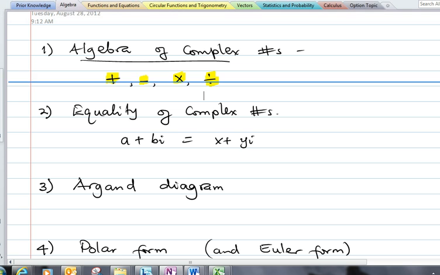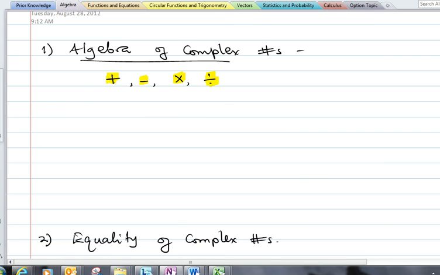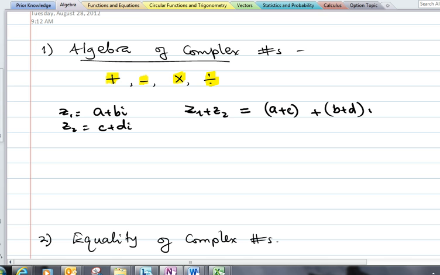You might already be aware that if you have two complex numbers, a plus bi, we call this z1, and z2, c plus di, then z1 plus z2 is (a plus c) plus (b plus d)i, and that works for subtraction as well. So z1 minus z2 would be (a minus c) plus (b minus d)i.